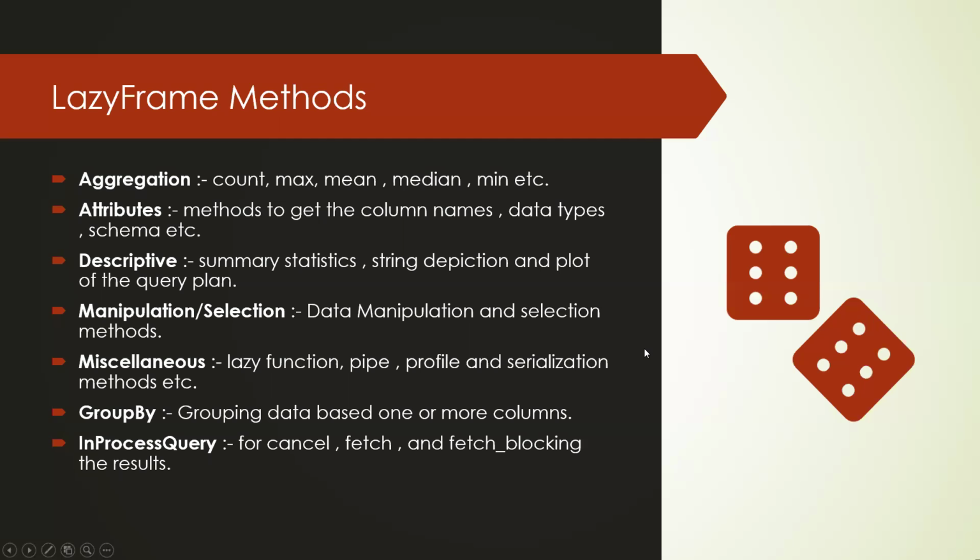Next is the LazyFrame methods. Because we know that a LazyFrame is basically a kind of DataFrame which has deferred execution, it also has the same kind of methods. It has aggregation methods, attributes methods, descriptive methods, manipulation and selection methods, miscellaneous functions, then group by and in-process query methods, for the purpose of doing the execution.